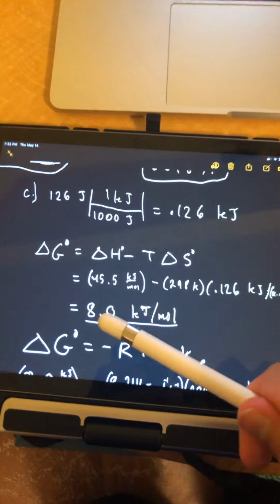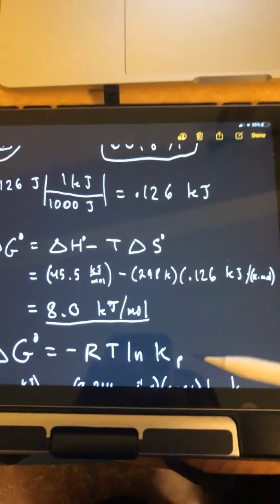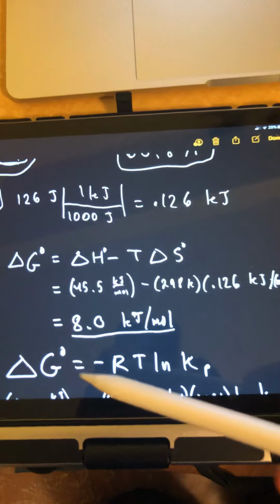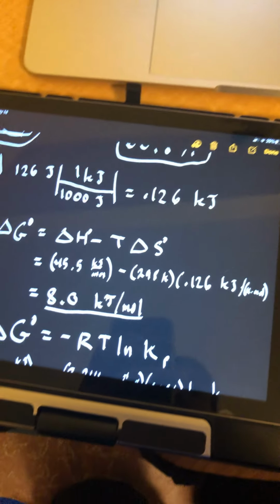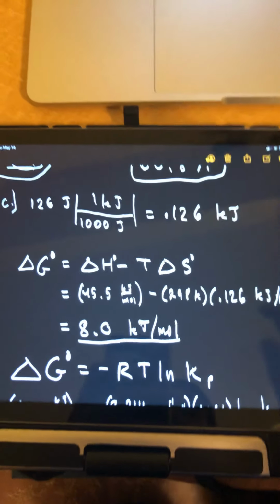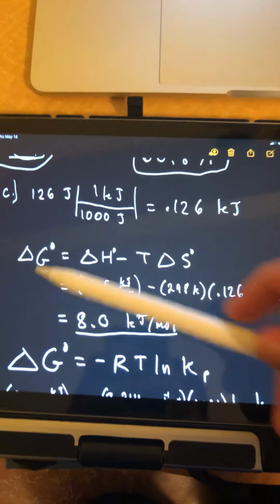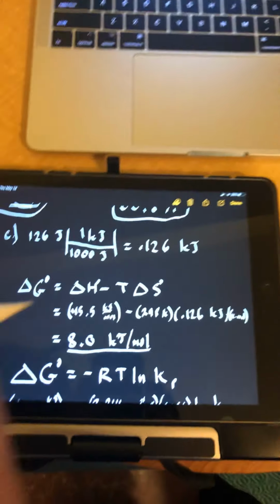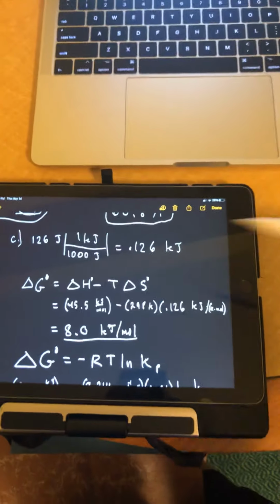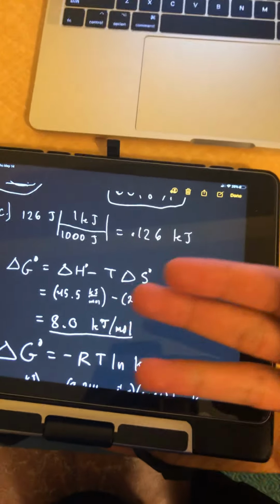Okay, so 8 kilojoules per mole. Now that we have delta G, we can actually find the K value. But, you know, we can calculate it, but you can also logically think, if delta G is positive, which it is, it's 8, right? 8 is positive. That means that the reaction is favored in the reverse direction. If delta G were negative 8, then it would be favored in the forward direction. But since it's positive, it's favored in the reverse direction, backwards, towards the reactants, right?